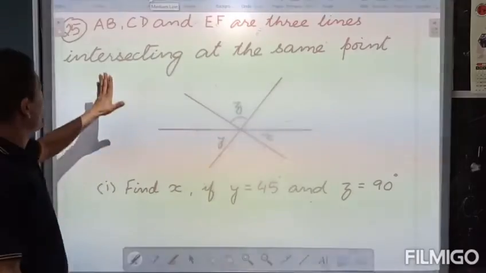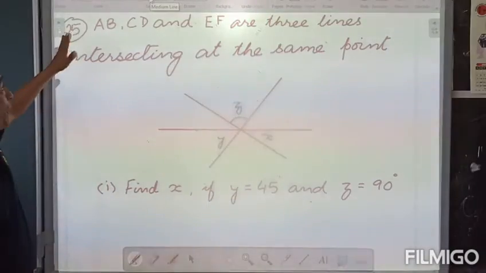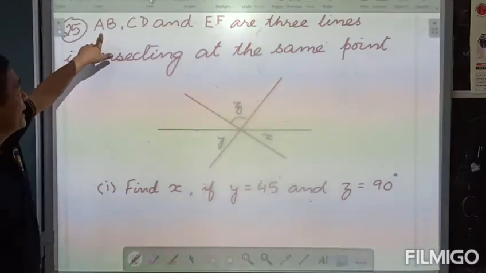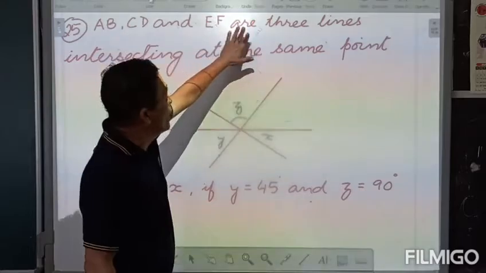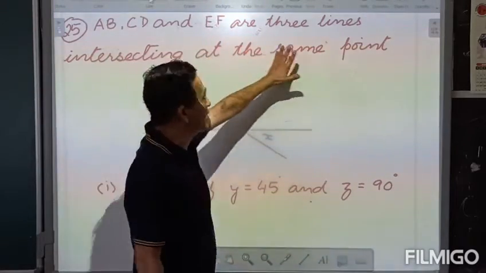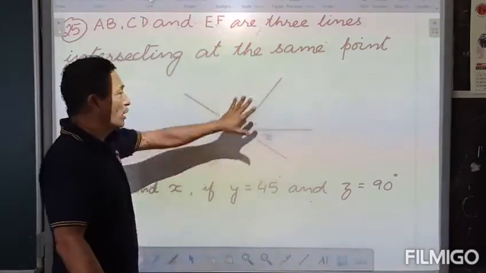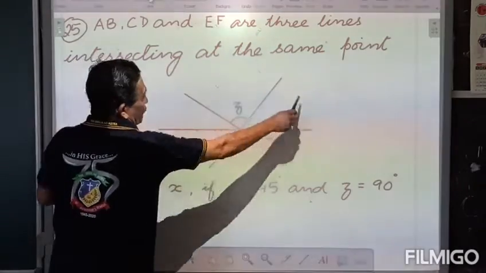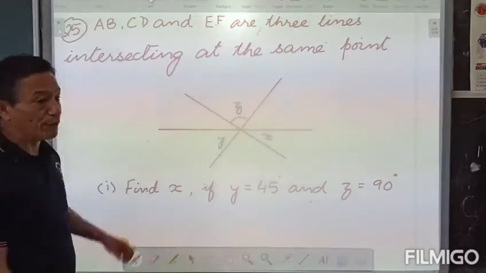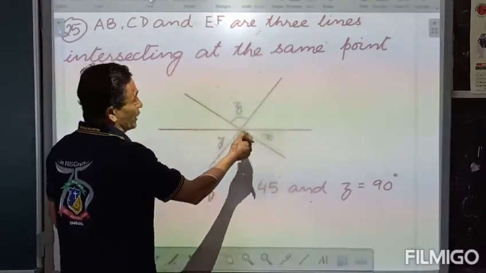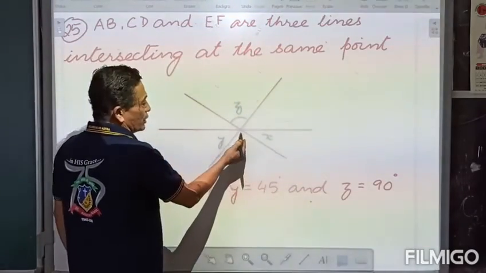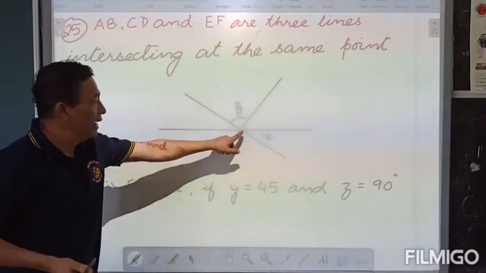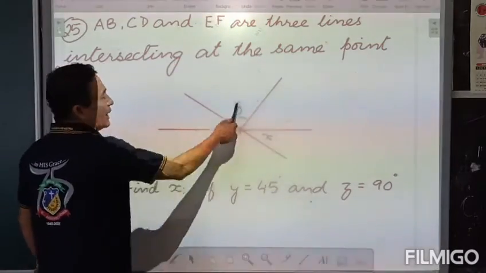Another question, that is question number 25, where we can see A, B, C, D and E, F are three lines intersecting at the same point. So we've got a figure here. Of course, I have not written the different names of the points. However, I have shown the diagram. The three lines are crossing at this point here in the middle, and the value of x, y, and z are given to us.